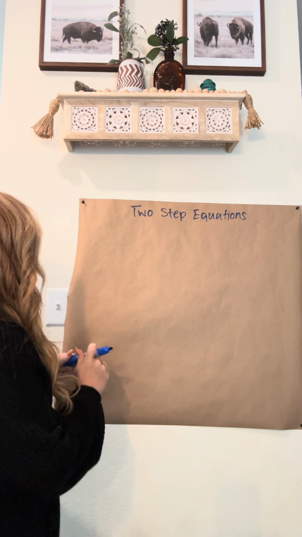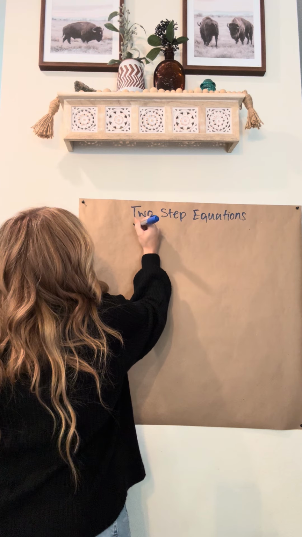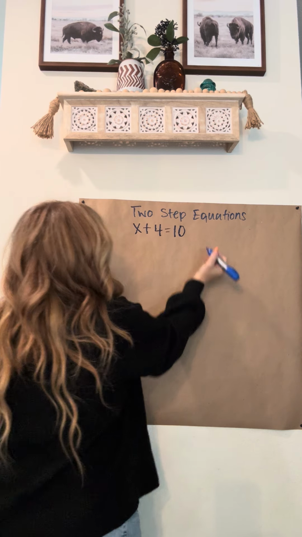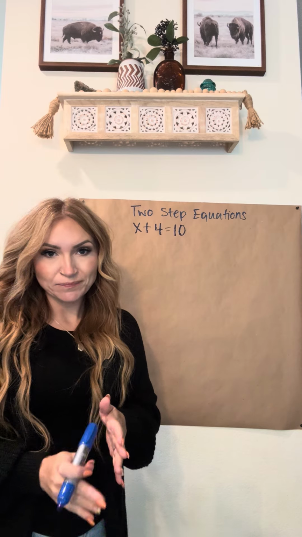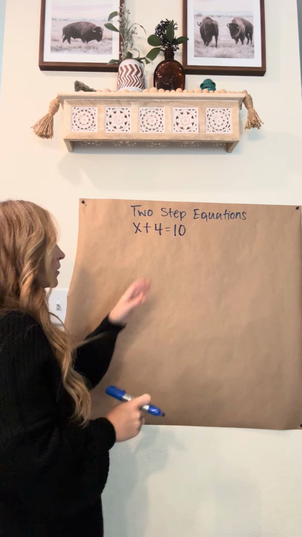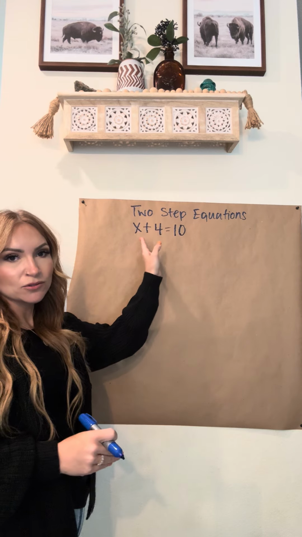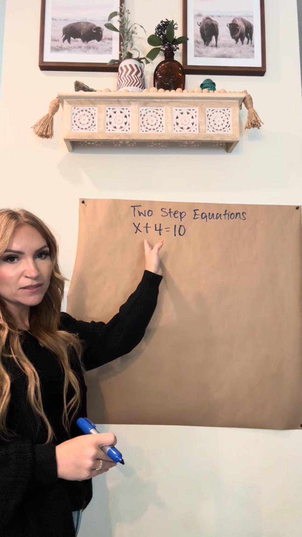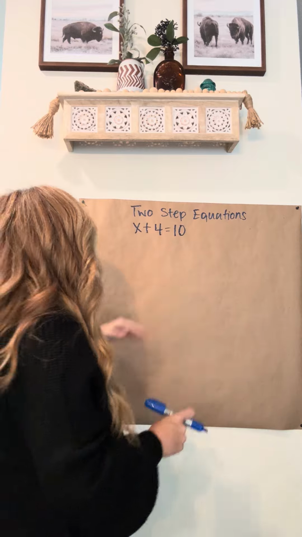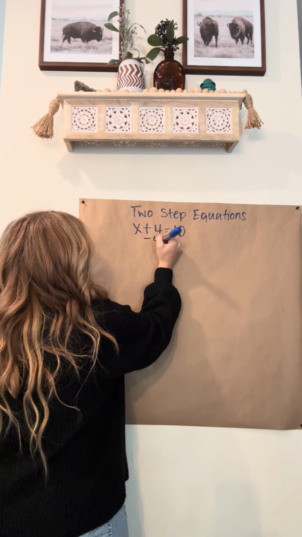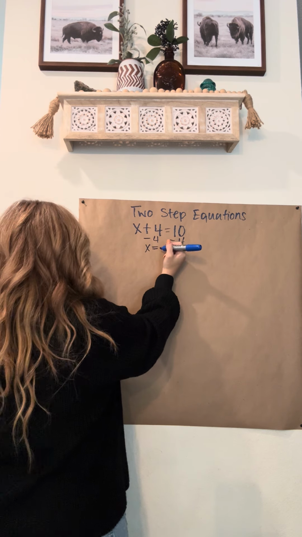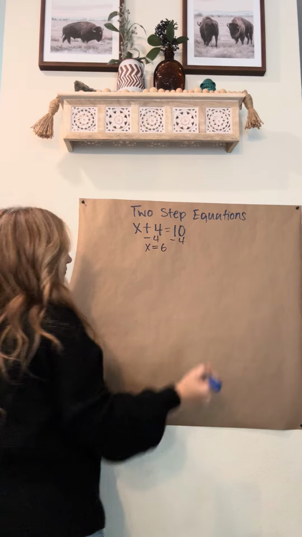So if we have the question x plus 4 equals 10, how do we figure this out? Right, this is what we learned last time. This is the inverse operations. So we're gonna have to undo this on this side to get the variable by itself on its own side. So we're gonna subtract 4 from both sides. So x equals 6, right?